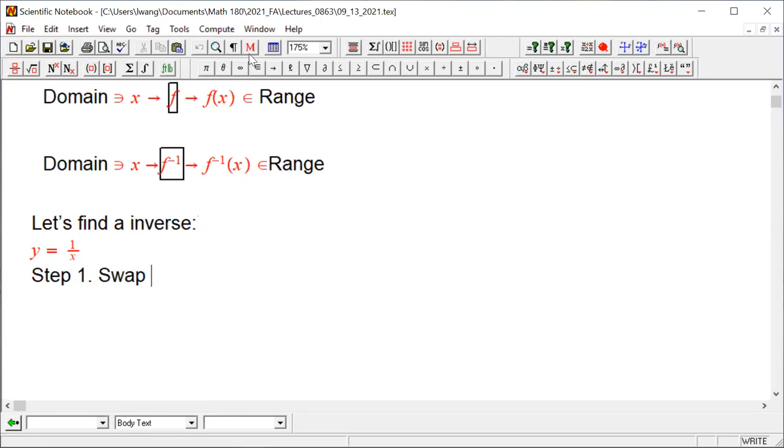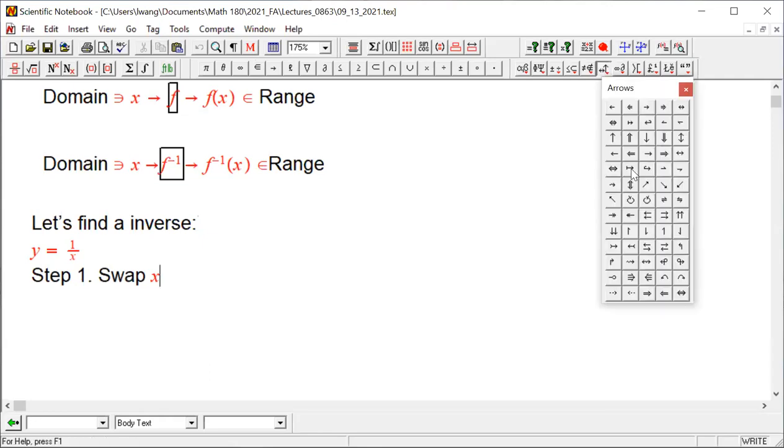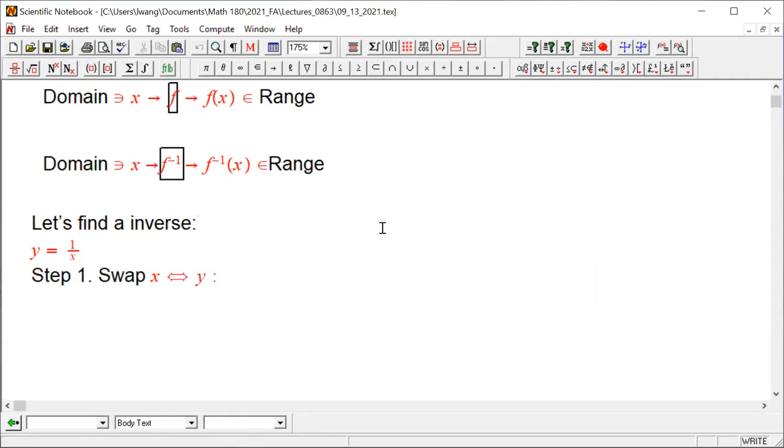Swap. In the past, you might have learned, we swap x, y. We swap x, y. What does it mean swapping x, y? The places of x and y switch. This is swap, okay? It represents the swap of domain and range. The swap of domain and range, domain and range are also swapped. You follow me? Yeah?